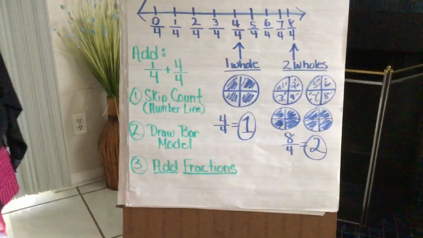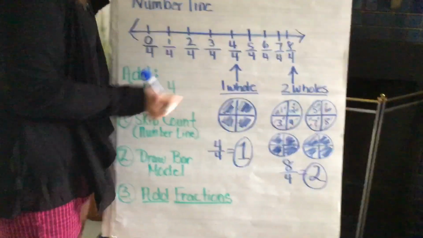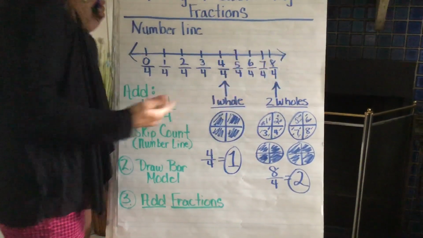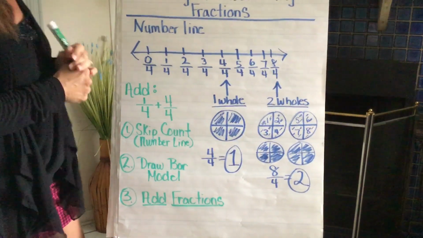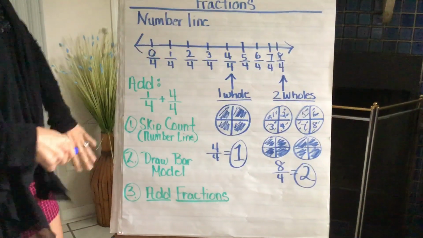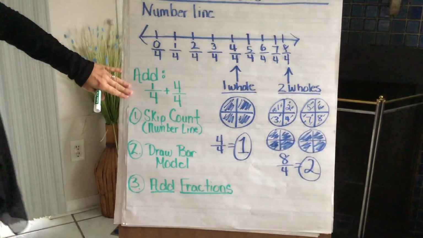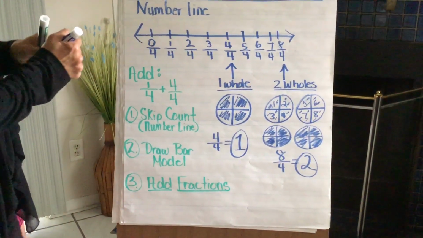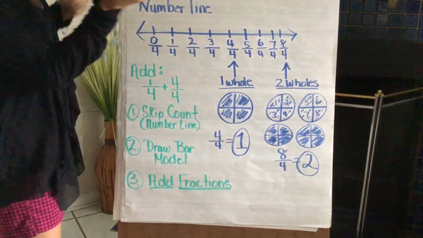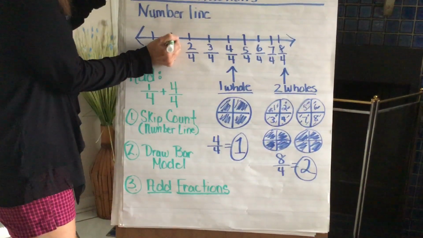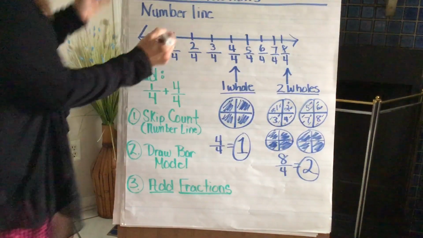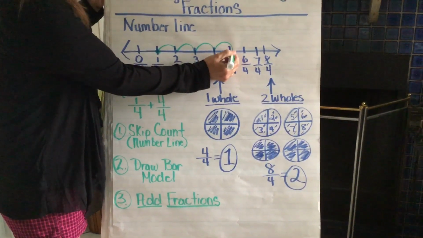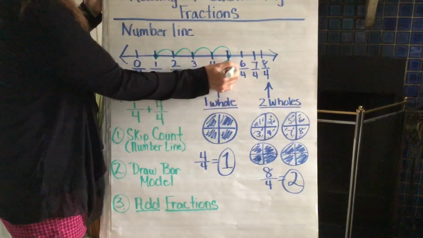Okay, so that's just a basic number line and how you could use a number line. And I went past just the wholes because sometimes we might have 16 fourths minus 3/4. So you might have to go back. So here we're going to add 1/4 plus 4/4. So the first way you can do it is to skip count. So if I'm starting at 1/4 here and I want to add 4/4, I can go 1, 2, 3, 4. 4/4 would be equal to 5/4.